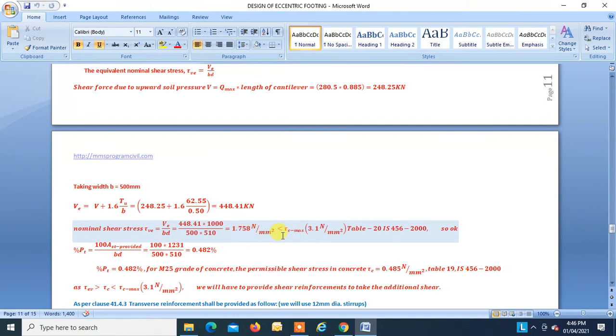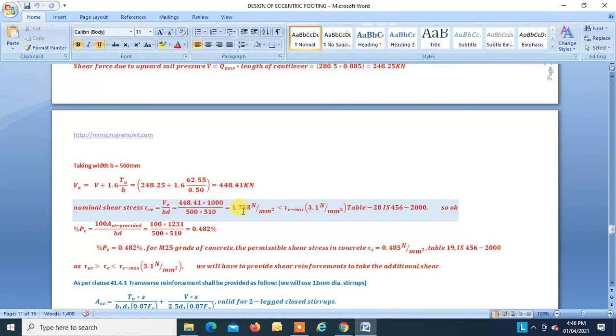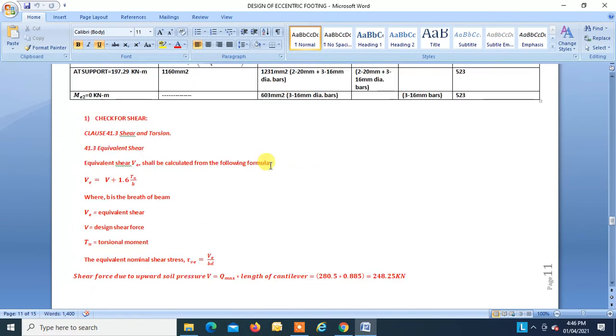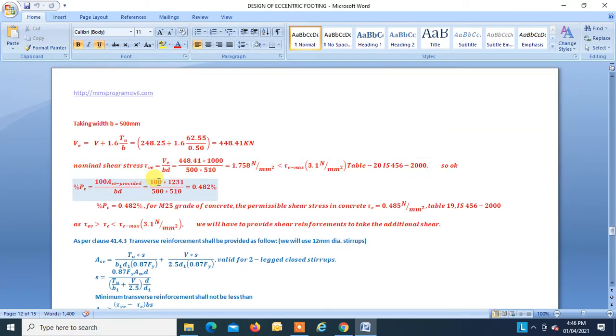Now we have to see whether this nominal shear stress tau VE is less than or greater than the permissible shear stress tau C. For finding tau C, first we need the percentage of steel. Percentage of steel is equal to 100 into AST provided divided by BD. AST provided is 1231 mm square, so this is 100 into 1231 mm square divided by B is 500, D is 510.